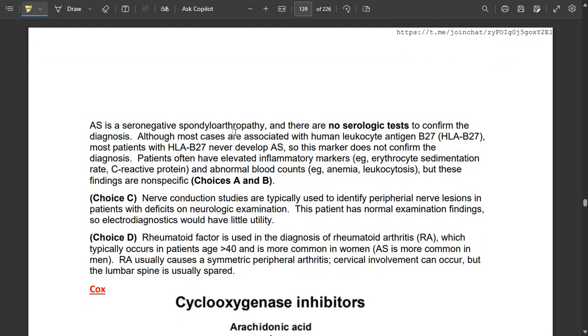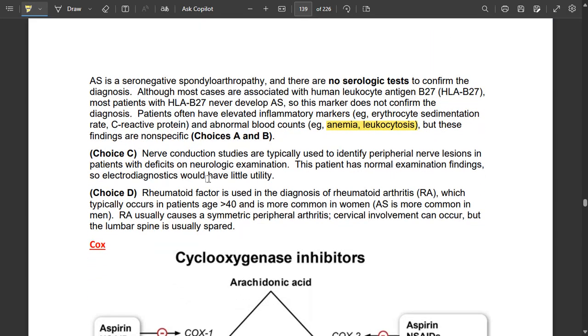Okay, yes, it's a seronegative spondyloarthropathy. There is no serologic test to confirm the diagnosis. Although most cases are associated with HLA-B27, most patients with HLA-B27 never develop AS, so this marker does not confirm the diagnosis. Patients often have elevated ESR, CRP, abnormal blood counts, anemia, leukocytosis can occur, but these are non-specific. Nerve conduction studies are typically used to identify peripheral nerve lesions in patients with deficits on neurological examination. This patient has normal exam findings, so electrodiagnostic studies would have little utility.